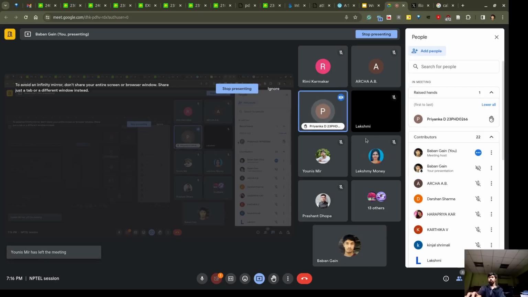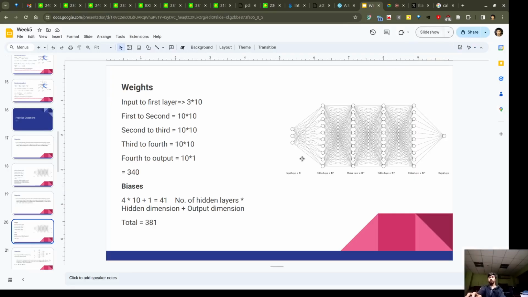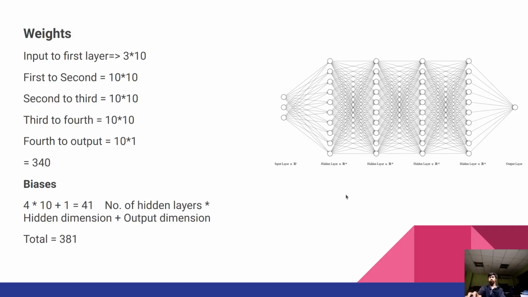Sir, what is the difference between hidden units and hidden layers? Okay, I'll show the diagram in a bit, I'll just answer the question. Hidden layer means this one is 1 layer, 2 layer, 3 layer, 4 layer, and hidden units is in each layer how many nodes are there. So there are 4 hidden layers, and in each of them we have 10 units. So this is called hidden dimension.